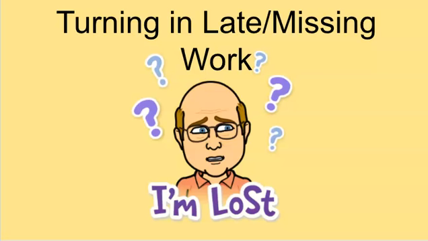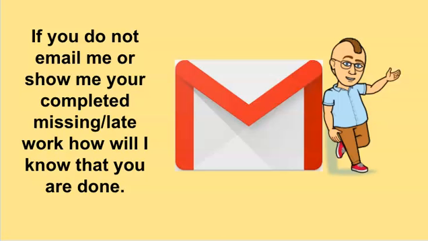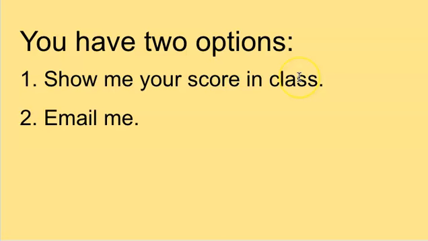So you really have two options when turning in missing or late work. You can either email me, or probably the easiest thing to do is just show me your completed missing or late work here in class. So you can bring your Chromebook up to me and open it up to, say, the quiz that you just finished and say, here's the quiz I just finished, here's my score, and I'll record it. Maybe you'll pull up the lab that you just finished and scroll through it. Oh, you got it done? Let me check it off. So the easiest would be to simply show me your score in class.